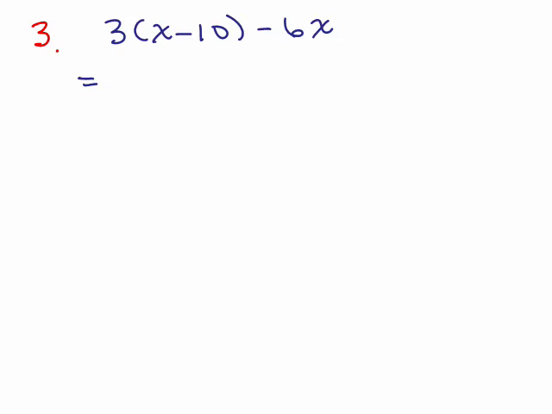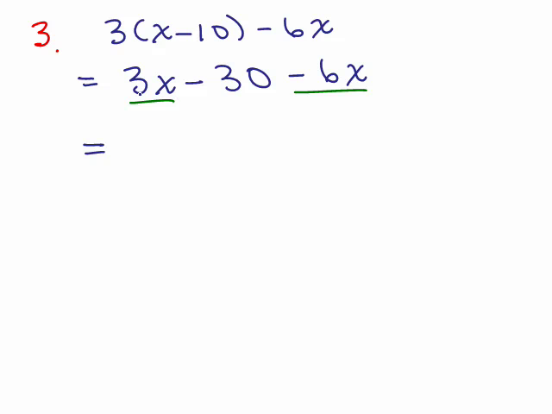All right, number 3. Again, we're just doing order of operations, and the first thing we're going to be able to do is the distributive property here. 3 times x is 3x. Minus 3 times 10 is minus 30. And then over here I just have minus 6x. So we're going to combine the two like terms, the 3x and the negative 6x together.